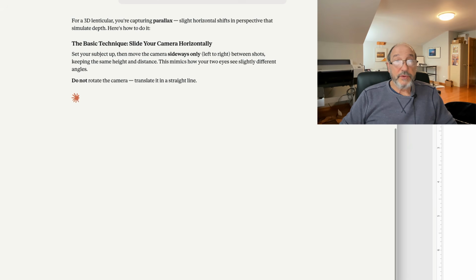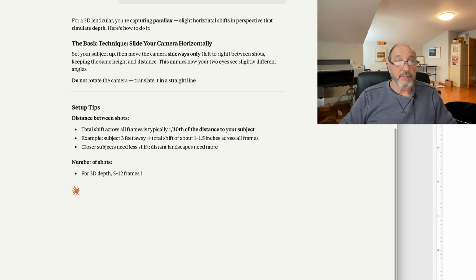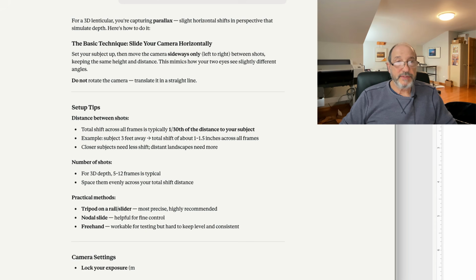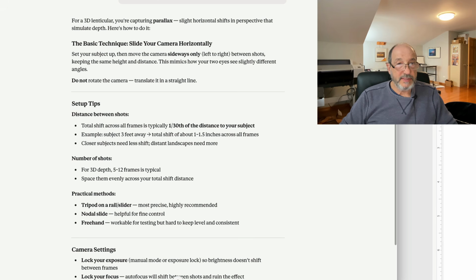For 3D lenticular, capturing parallax, that's correct. Horizontal shifts in perspective to simulate depth, that's right. Set up your subject and move your camera sideways, left to right between shots, keeping the same height and distance. This mimics how your two eyes see slightly different angles. Do not rotate the camera. Translate it in a straight line. Good beginner advice. I would say that too.